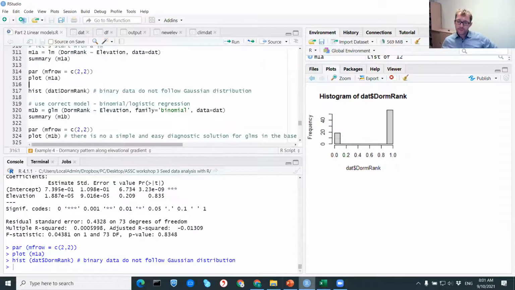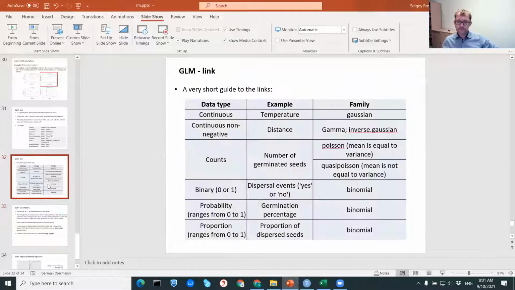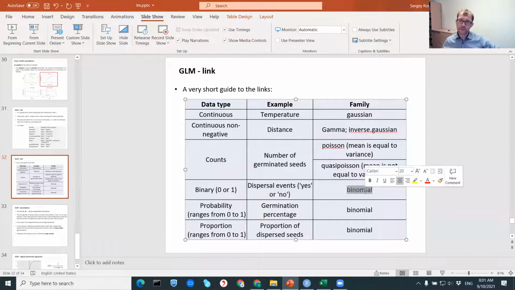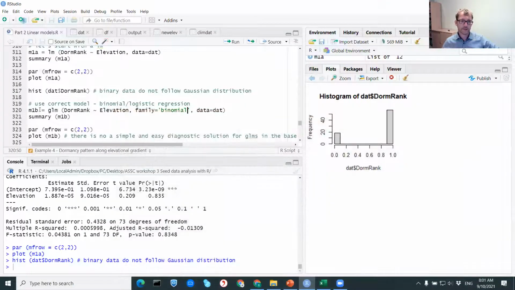Right, back to my guide. Again, you can look it up. We are dealing with binary data. These are basically yes or no events: either a species has dormant seeds or not. Therefore, we have to use a GLM with a binomial family, and this is how I specify this model.